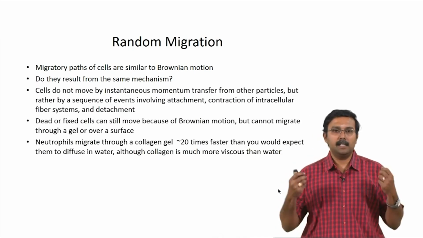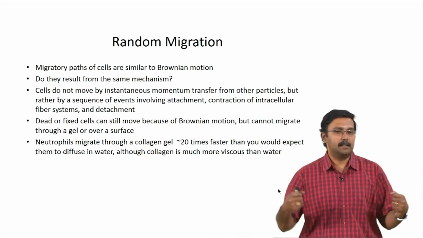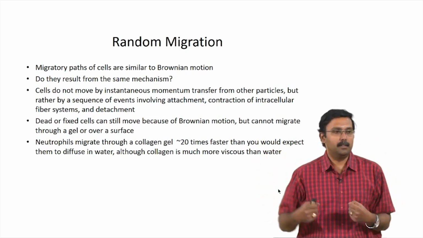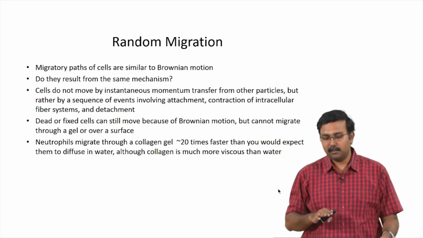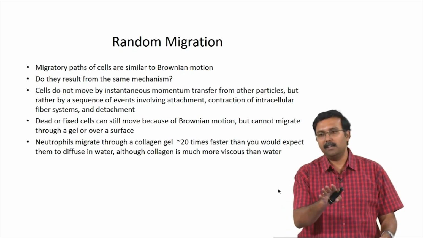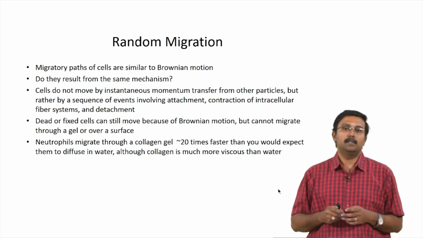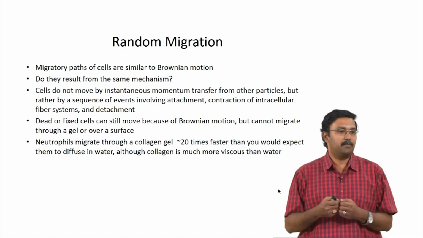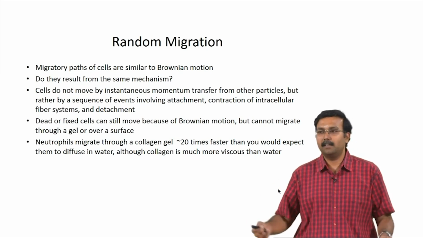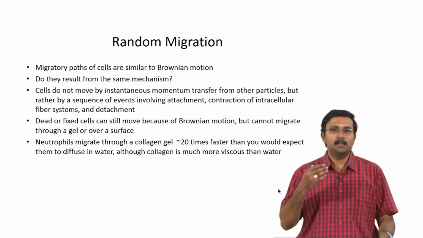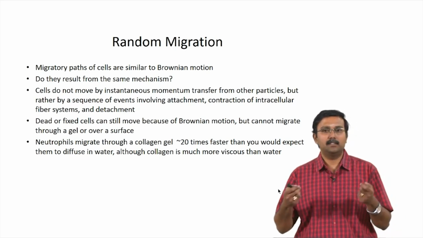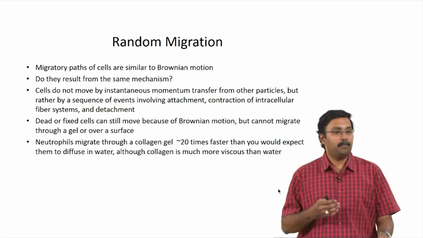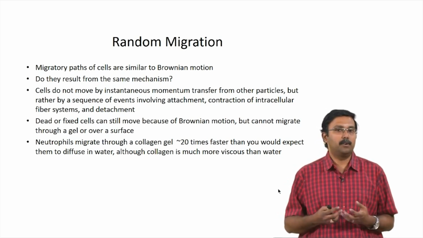And the other thing is that this change in direction is not instantaneous. In the case of molecules colliding, you are going to keep coming, boom, and then go different ways. It is not this way; the cell change in direction is going to be very slow. Okay. And that is because it is not a transfer of momentum, but a sequence of a significant number of events which include attachment to a new surface, a contraction of the intracellular fiber system and detachment from the previous surface.